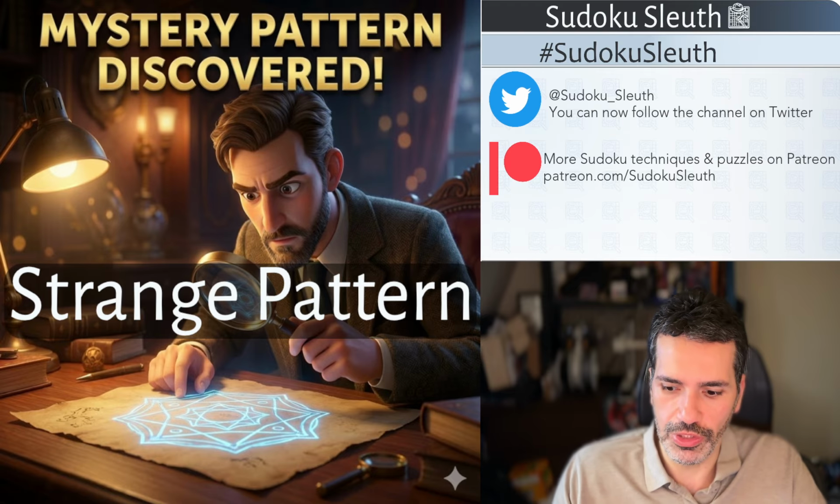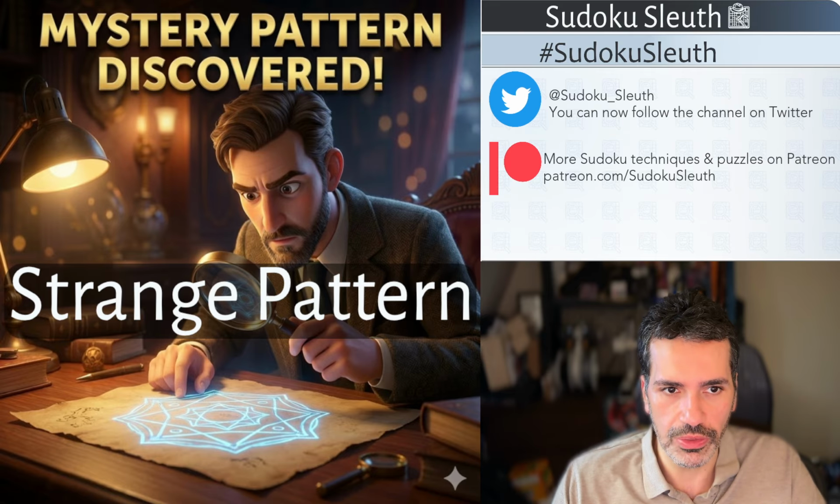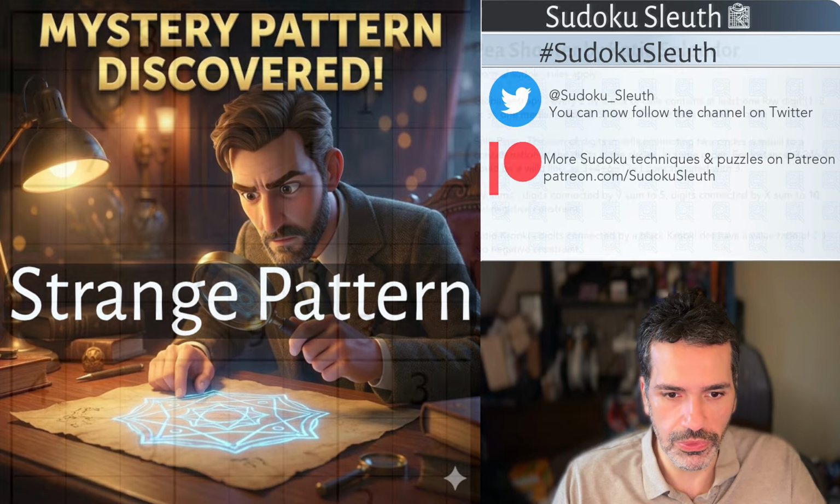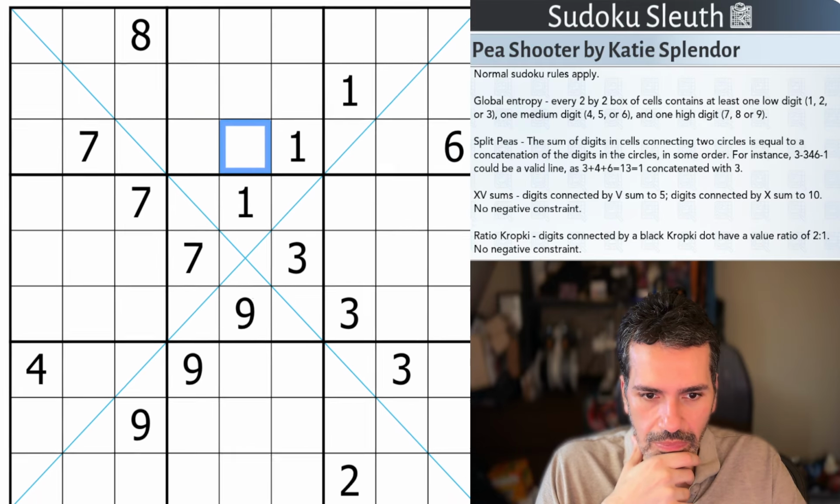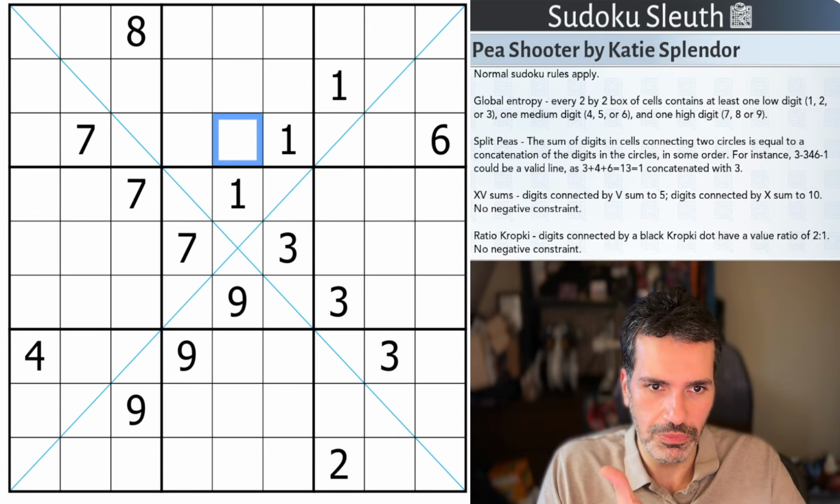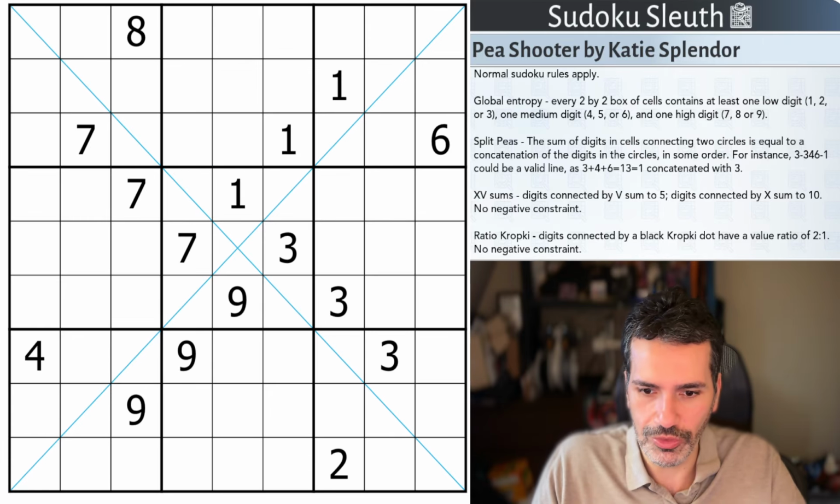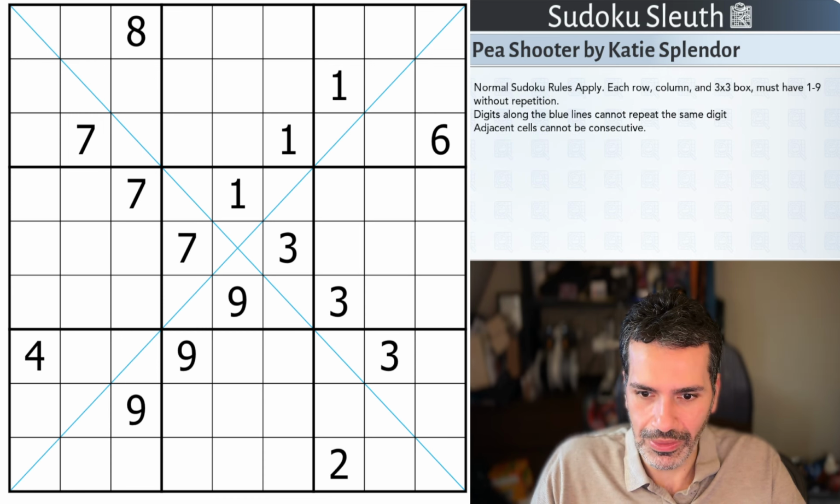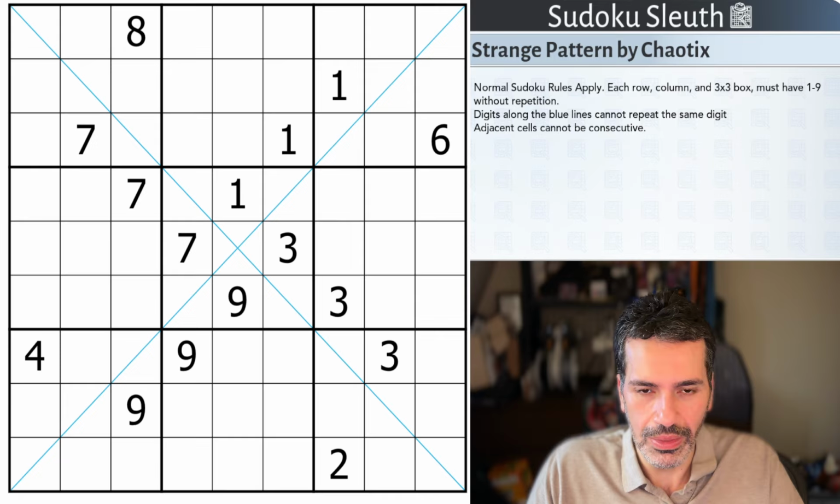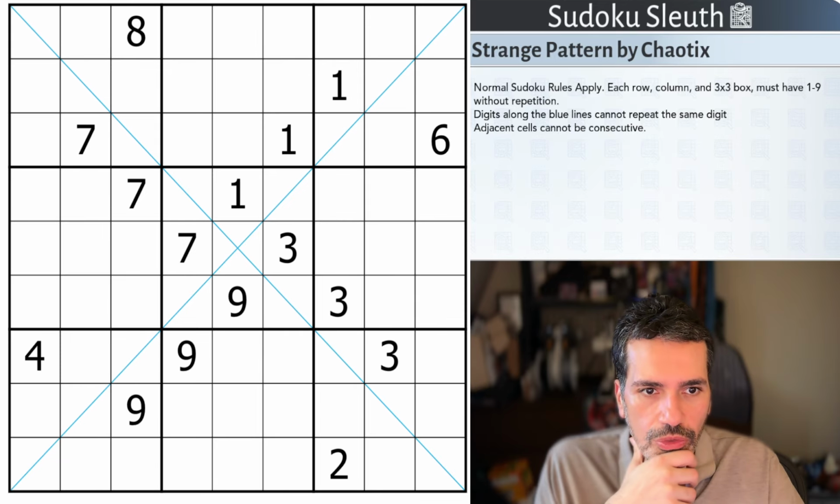Anyway, let's take a look at today's puzzle and rule set with Strange Pattern by Chaotix. And I don't think I've played a puzzle from Chaotix before. Saying that, a couple of things I should fix. One, the rules are absolutely not Chaotix. So let's fix that right now. And yeah, half the puzzle was off screen. You can tell I'm a little bit rusty. Anyway, so we have normal Sudoku, diagonals, and adjacent cells. So this is going to be a ton of fun.